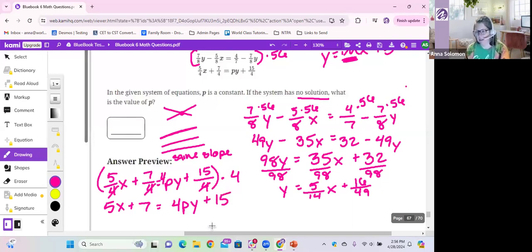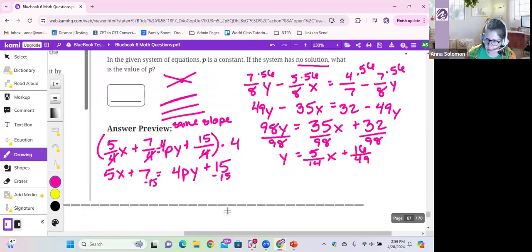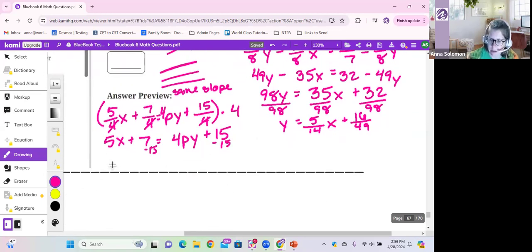Same as I said before, we're going to get into y equals mx plus b form, so that means I need my y alone. Easiest way to make that happen is to leave the y on this side and move my 15 over. So we're going to do minus 15, minus 15. And so we get 5x minus 8 equals 4py. Still need that y to be alone, so we're going to divide everybody by 4p.